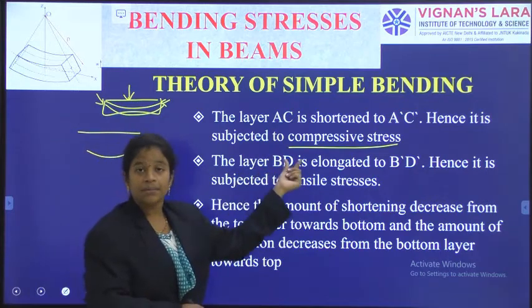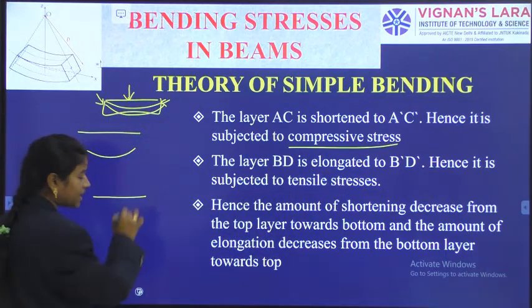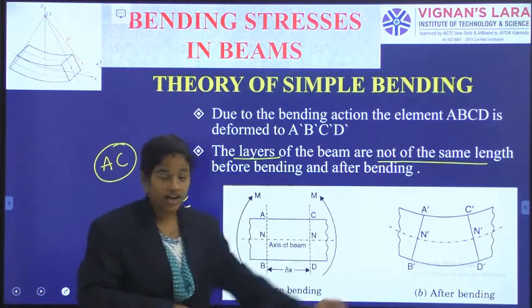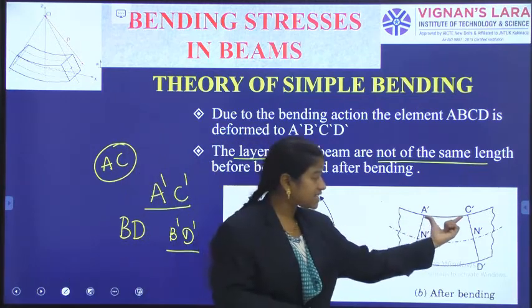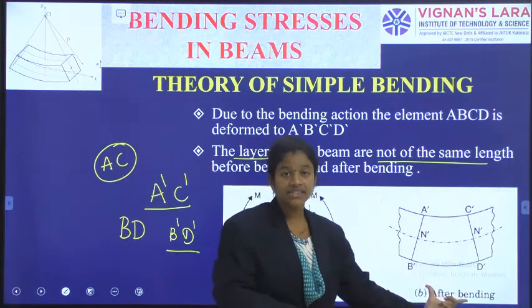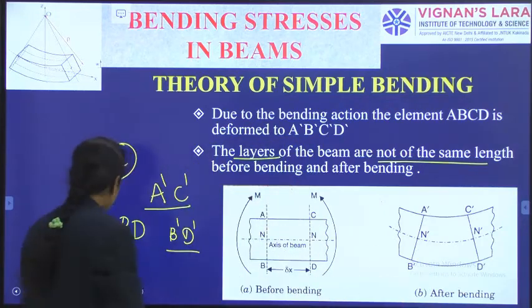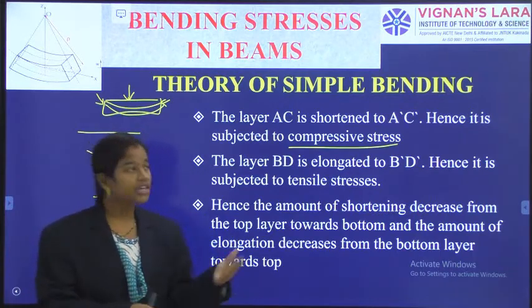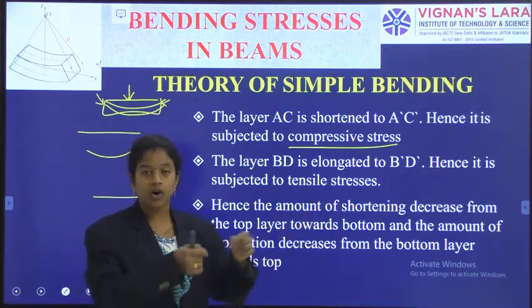Similarly, the layer BD is elongated to B dash D dash. Initially BD was like this, but as it is at the bottom level, you can observe that B dash D dash has elongated. A dash C dash length is lesser than the initial one, while B dash D dash length is more than the initial one. How does the length get elongated? When we apply tensile force only. Here also, there is an application of tensile stresses on this layer.